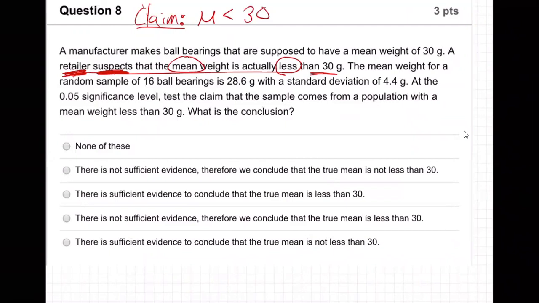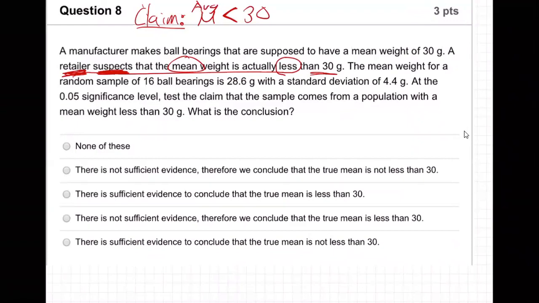Right? Mean is the mu thing. This is not a p percentage one, is it? There's no percentages. This is a mean one, an average one. So we're saying the average weight of the ball bearings is less than 30. Right? Remember, the alligator mouth is open towards the bigger one. The 30 is bigger, the mu, the average, is less than 30. That's what's being claimed.